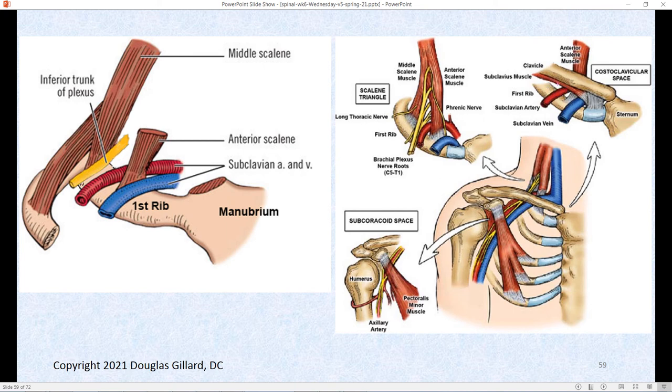Now they didn't draw the nerve in, but I can draw the nerve in for them. The nerve would be right here. And that's the inferior trunk of the brachial plexus, which ultimately is going to give rise to the ulnar nerve.